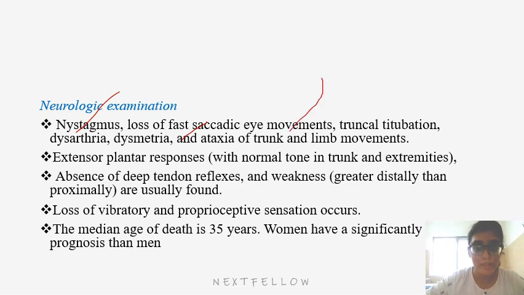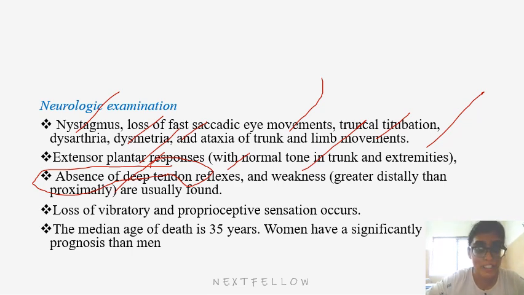Truncal titubation, dysarthria, dysmetria, and ataxia of trunk and limb movements. Extensor plantar response with normal tone in the trunk and extremities. So the plantar is extensor, with normal tone in the trunk muscles as well as the extremity muscles. There is absence of deep tendon reflexes, very important. So what are the differential diagnoses of absent DTR? It is a very important MCQ.